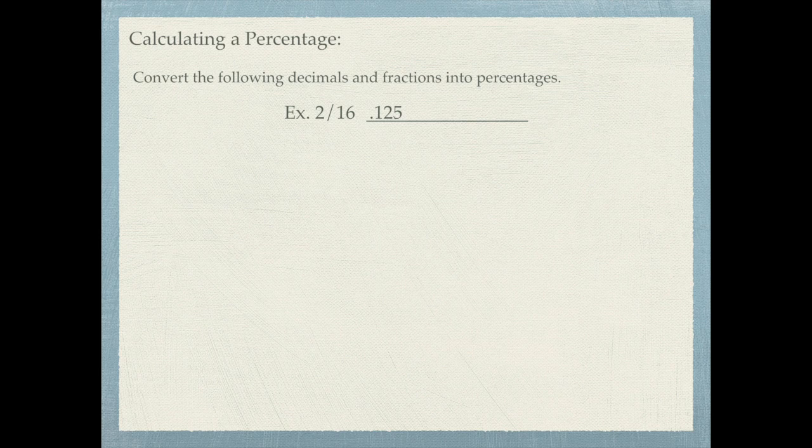Now, we'll be using decimals. However, if you want to write it as a percent, 0.125, in order to make it a percent per 100, what you need to do is move that decimal place over 2 places to the right. So if I move that decimal place over 2 places, it gives me 12.5%.